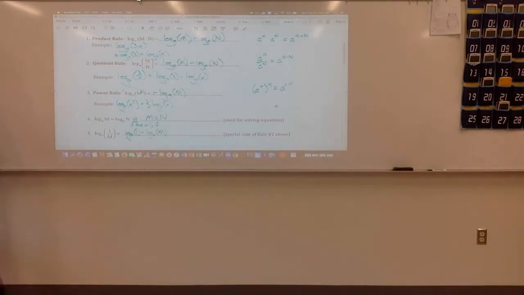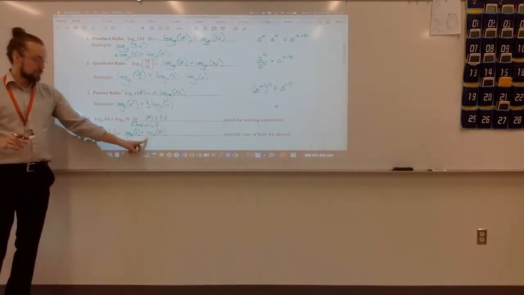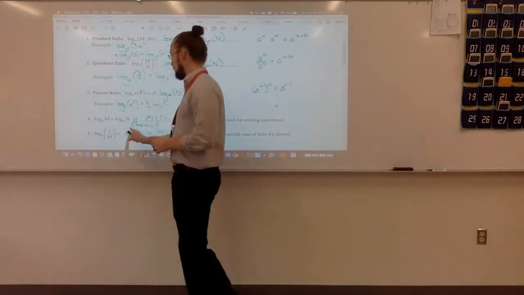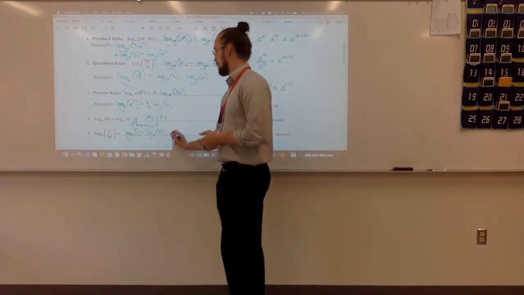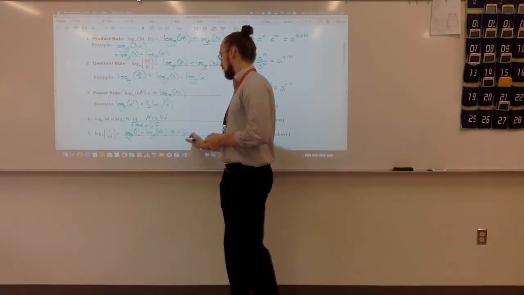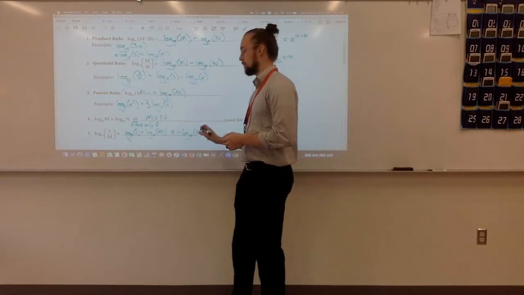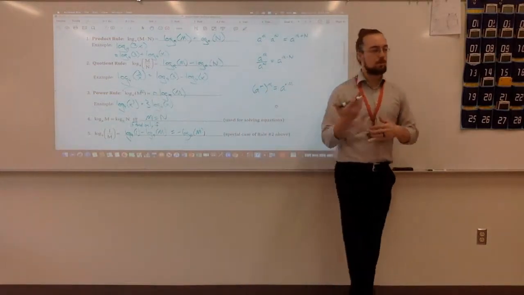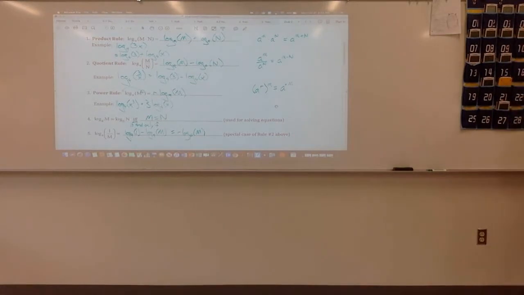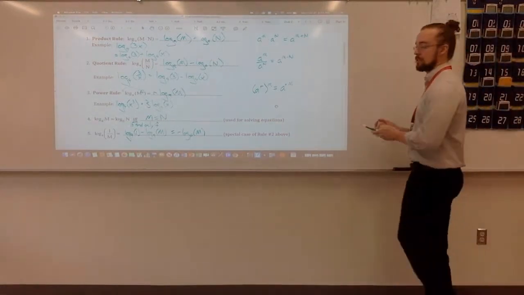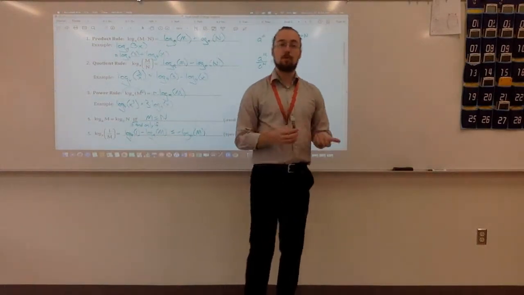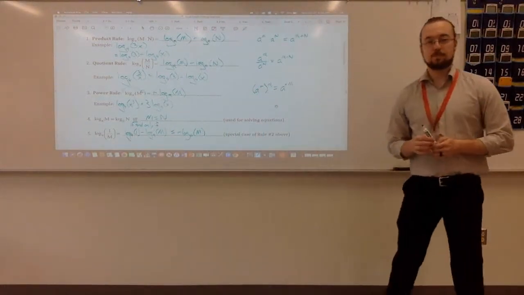Anything to the 0 power would equal 1. So log base A of 1 is equal to 0. So this is just equal to negative log base A of n. It's just a special case of the quotient rule. If we have 1 over something inside of the log, that part would go away because log base A of 1 is just equal to 0.